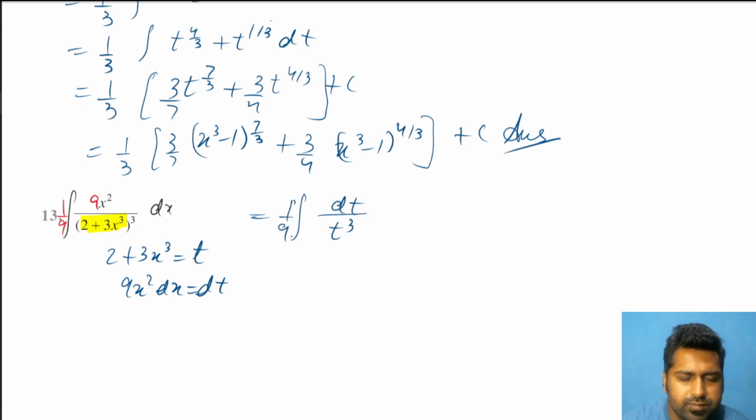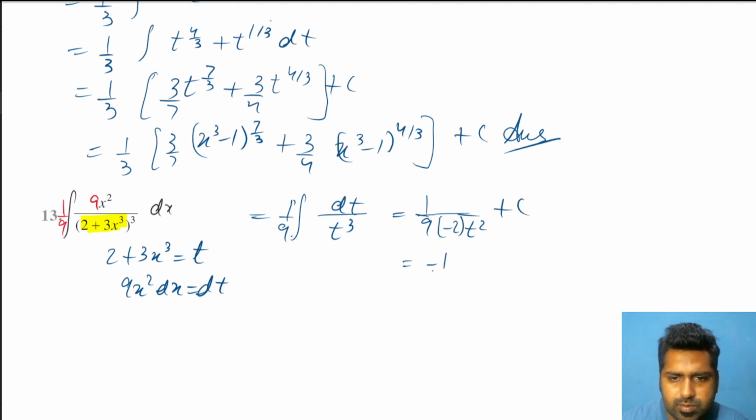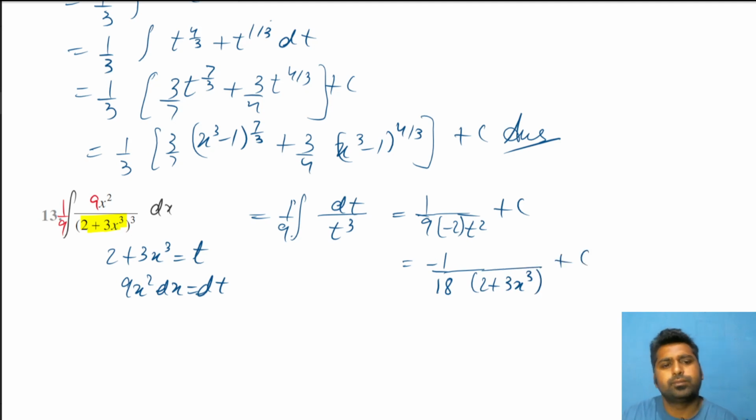1 by 9 is also there, so 1 by 9 into minus 3 plus 1, minus 2, so 1 by t square, and minus 2 also in here. Plus c, so that is minus 1 by 18, t is 2 plus 3x cube, plus c. Okay, done.